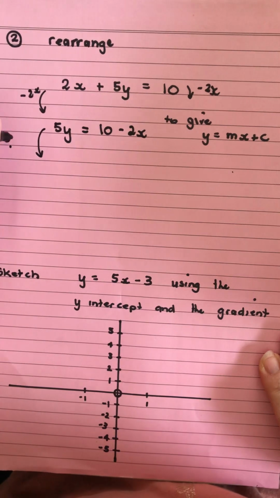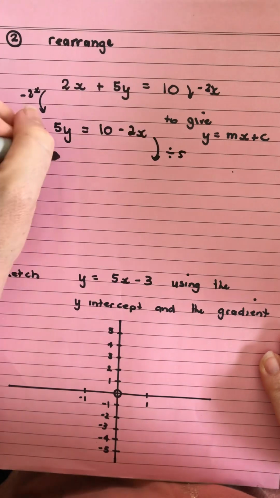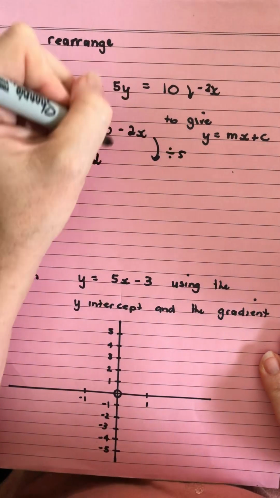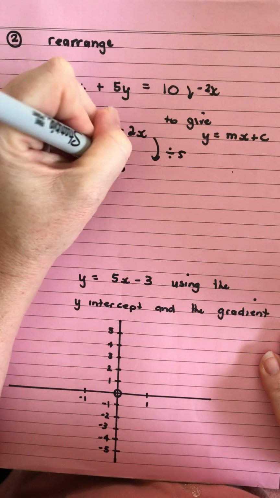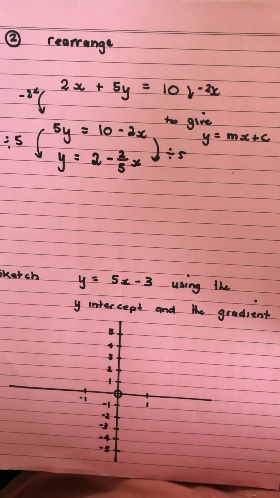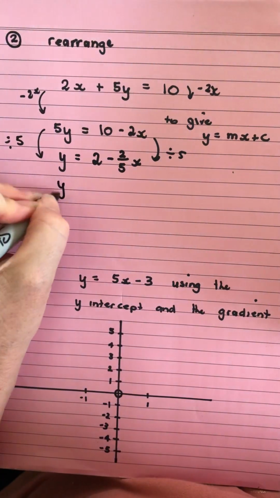Then I want to divide by 5 because I only want y equals, not 5y equals. So I'm going to divide by 5. So that gives me y is equal to, now 10 divided by 5 is 2, and I'm going to just write this one as a fraction, 2 on 5, instead of doing 2 divided by 5 on my calculator and getting a decimal answer. Now the last thing I want to do here is get it into the right order.